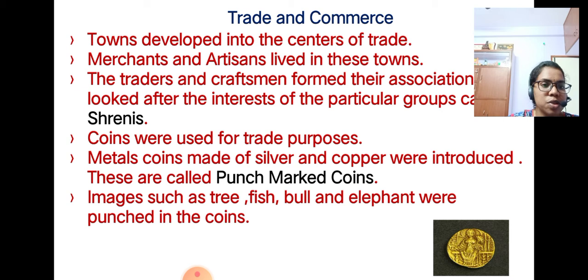Coins were used for trade purpose. The coins were made up of metal such as silver and copper. These are called punch marked coins. Images such as tree, fish, bull, and elephant were punched in the coins.